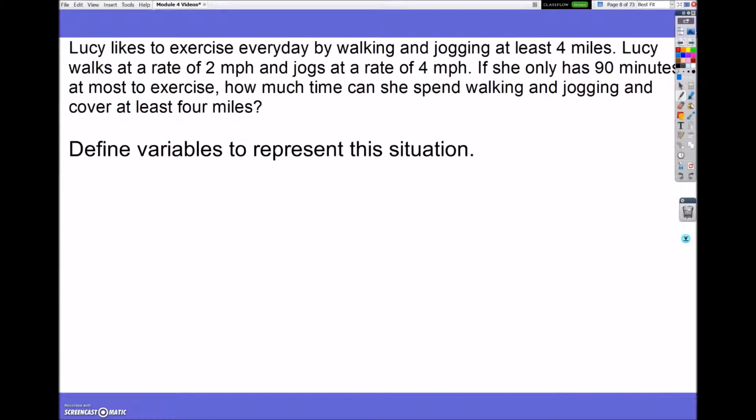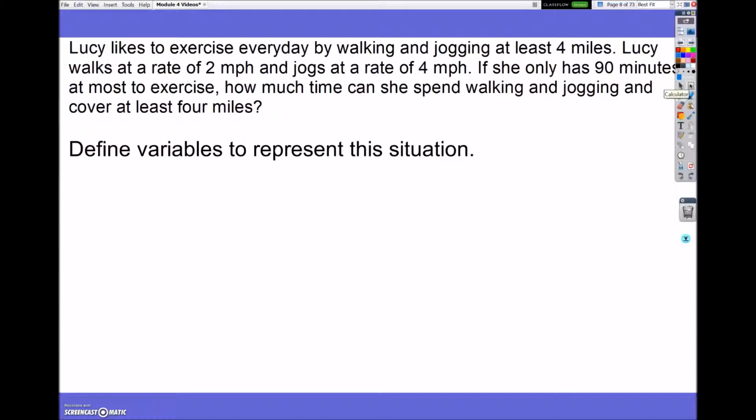It says, Lucy likes to exercise every day by either walking or jogging at least 4 miles. Lucy walks at a rate of 2 miles per hour and jogs at a rate of 4 miles per hour. She only has 90 minutes at most to exercise. So at most, no more than that. How much time can she spend walking and jogging and cover at least 4 miles?